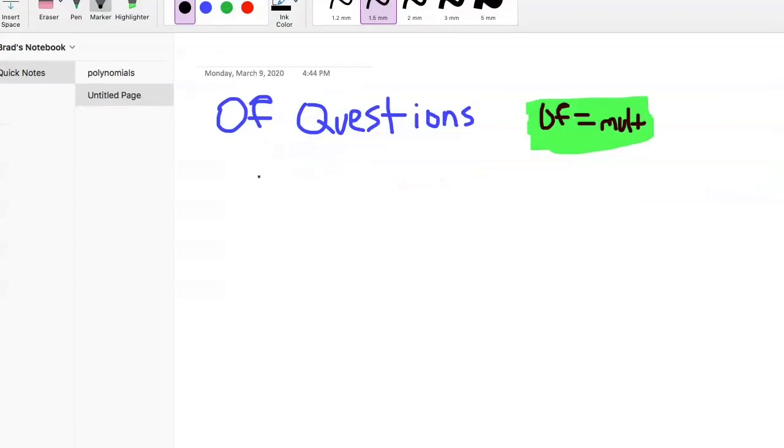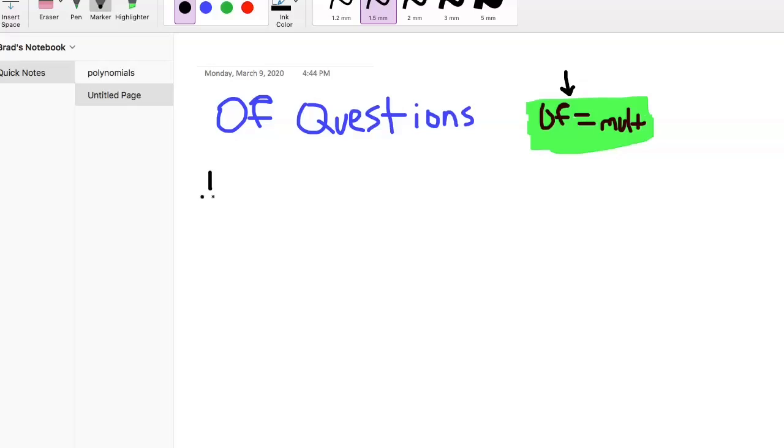Okay, we're doing "of" questions. So this is with fractions. And so you see we have our little key over here, which says "of" equals multiply. So "of" means multiply. So these are problems where, like here's our first example, right?